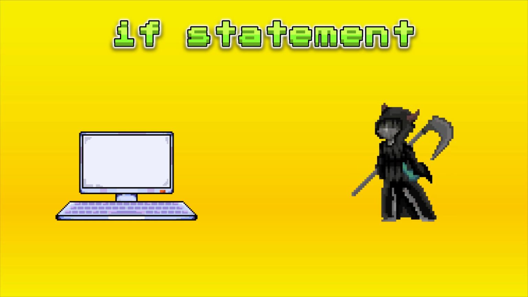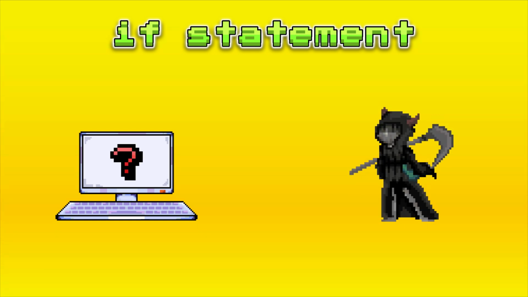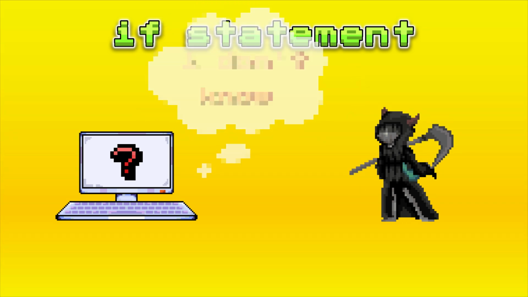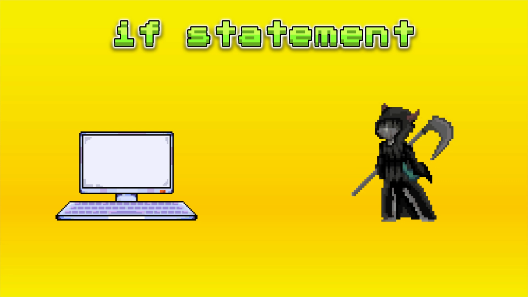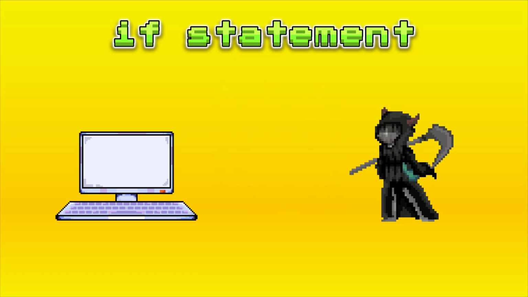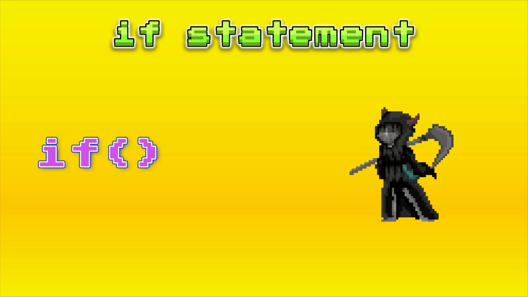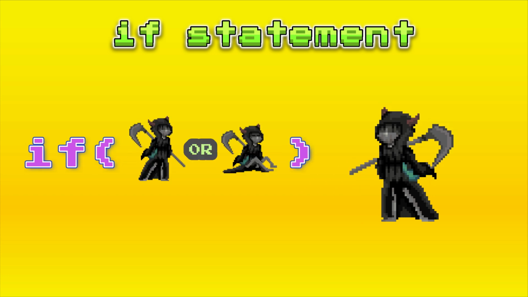For example, is our character sleeping? Computers need to be told what to do. That's why we use programming. One way to do this is with an if statement. An if statement lets a program make decisions. For example, if our character is sleeping, say yes.